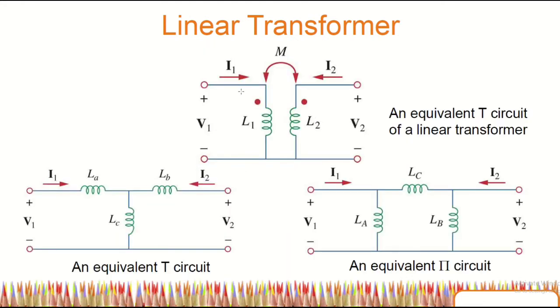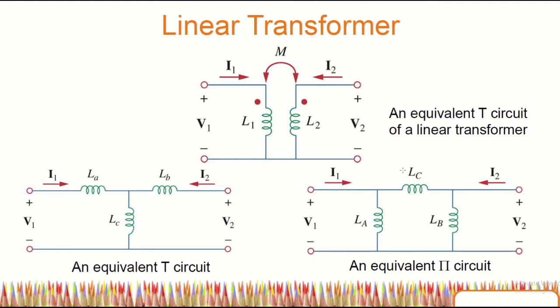So in linear transformer, we can create an equivalent circuit from this basic circuit here. So we can convert it to T circuit, equivalent T circuit, which is this T-shaped circuit, and also pi circuit. Okay, equivalent pi circuit. So how we can convert from this value to LA, LB, and LC? We can use the formula that I will show you after this.